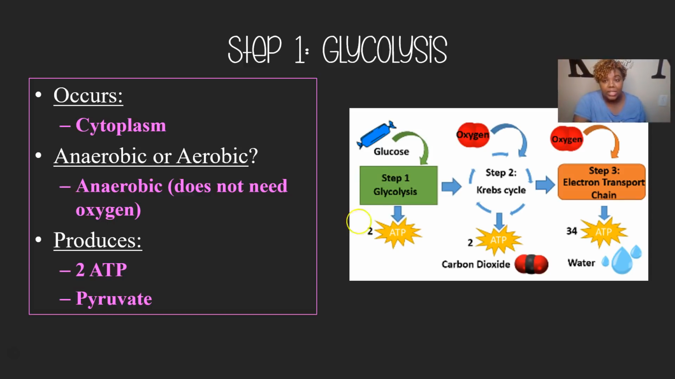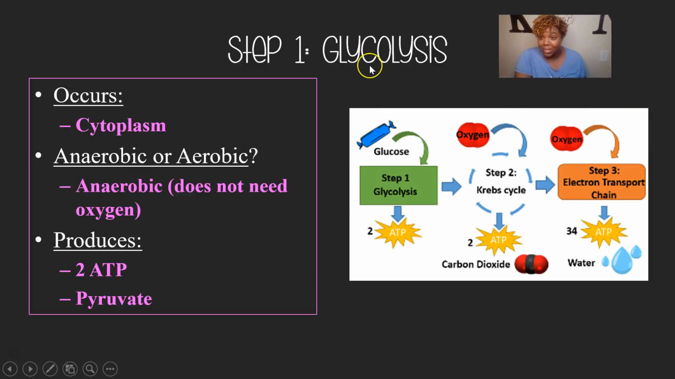All right, so here's the first stage, glycolysis. Please write glycolysis, step 1, and write this down. Glycolysis occurs in the cytoplasm of the cell. It is anaerobic. Remember, anaerobic means it does not need oxygen. So even if oxygen is not available, glycolysis can still happen. And glycolysis ends up making 2 ATP and pyruvate. So even without oxygen, 2 ATP are made in glycolysis.